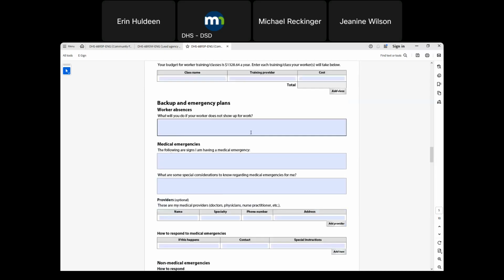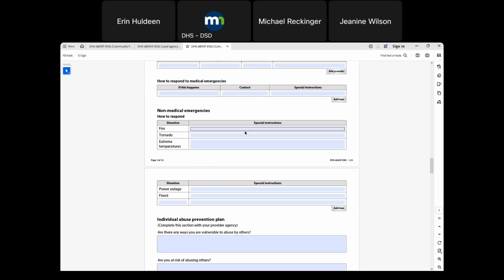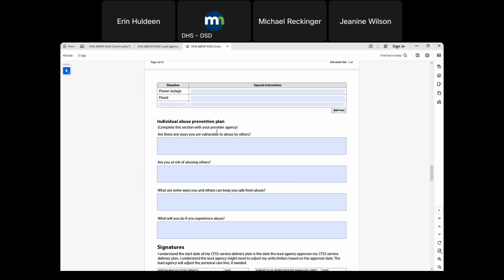Backup and emergency plans will be listed here. The individual abuse prevention plan. This is a section of the plan that will come to you blank, and you are responsible for completing this section of the plan with the person. Okay, so the consultation services provider is not completing the individual abuse prevention plan. Instead, that is done with the provider agency. So with you as the provider agency. Okay.